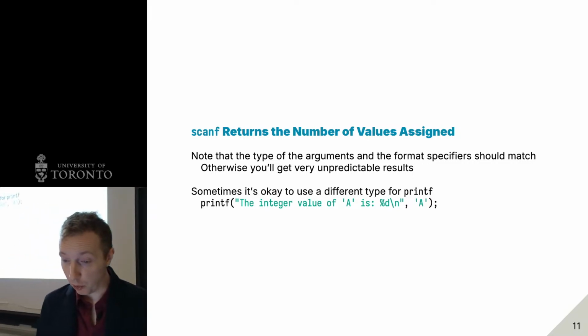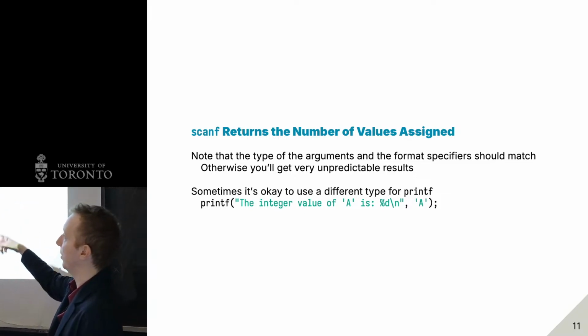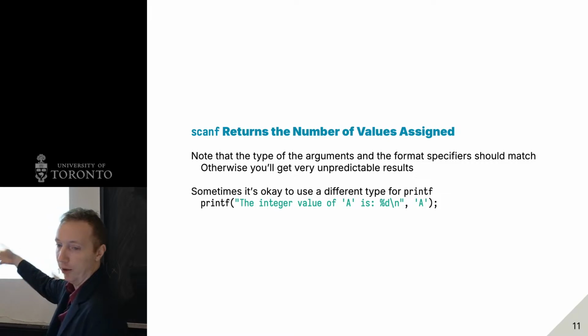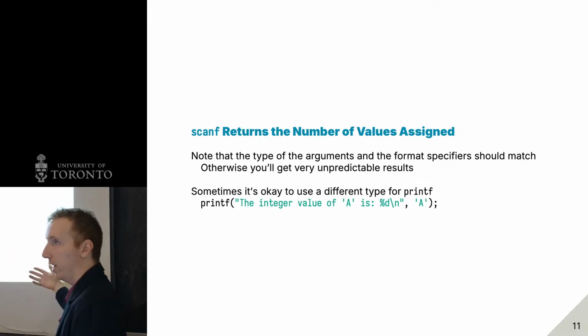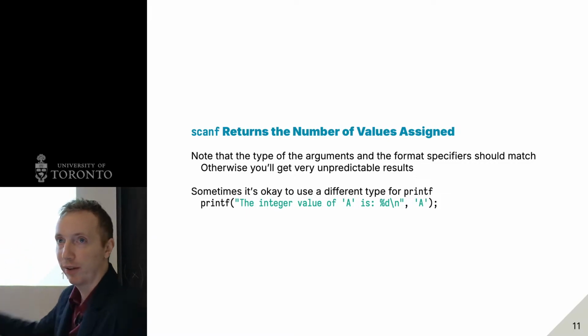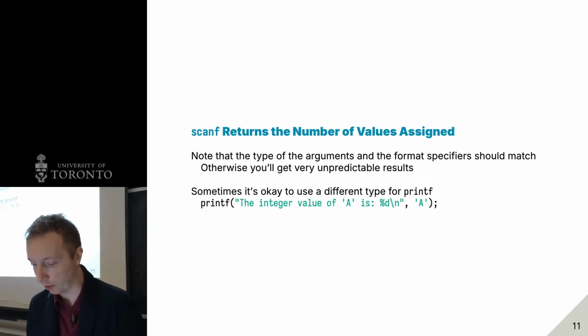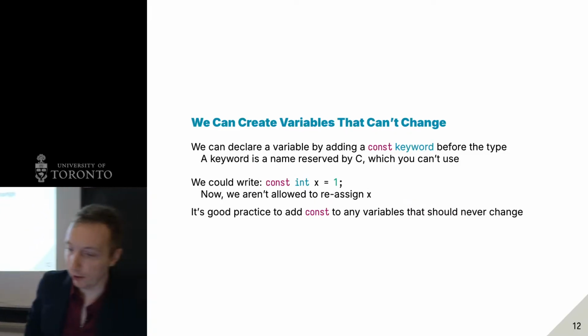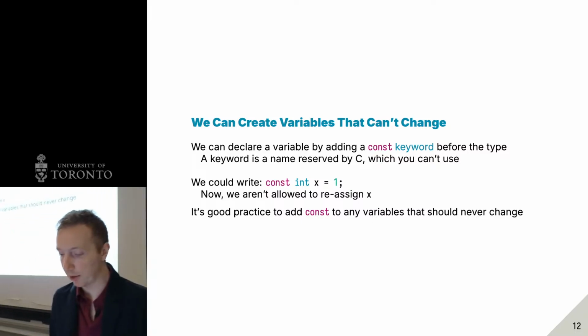Sometimes it's okay to use different types for printf, like what we saw before to see the integer value of a, interpreting it as a number. That's okay. Typically in this course, they should always match unless you have a very good reason for them not to match. So let's try and create a more useful program.